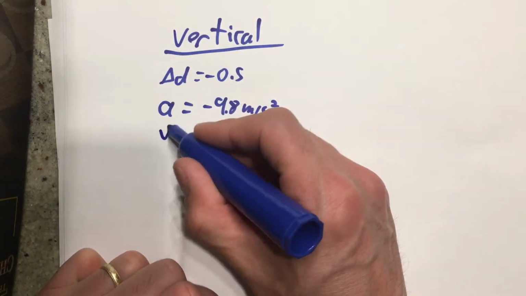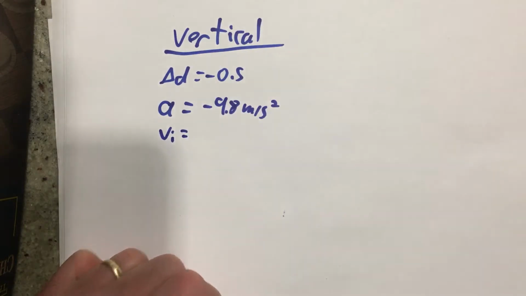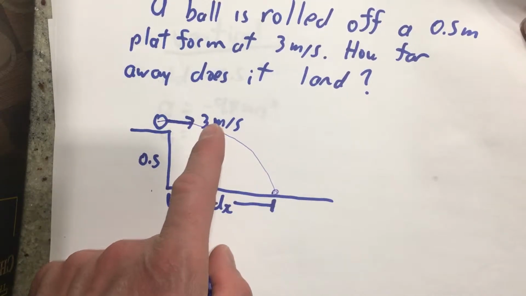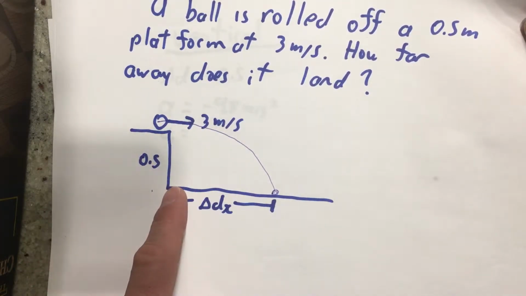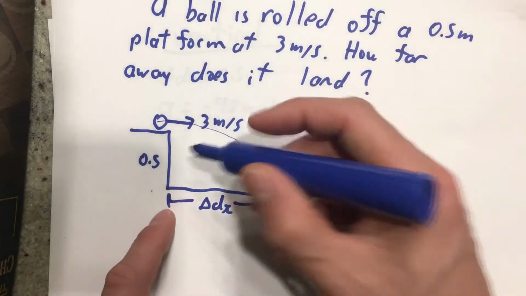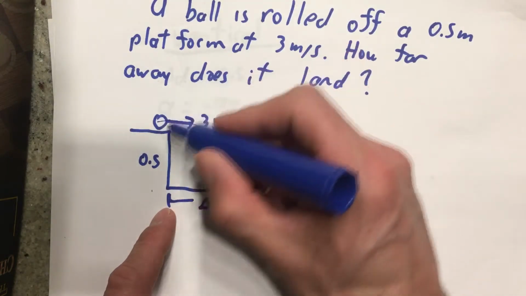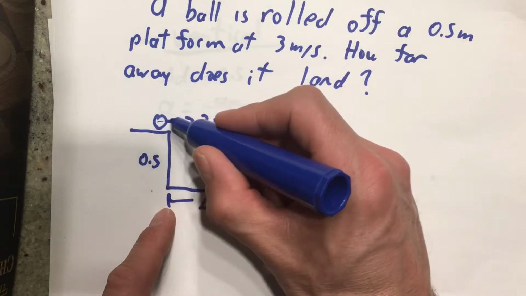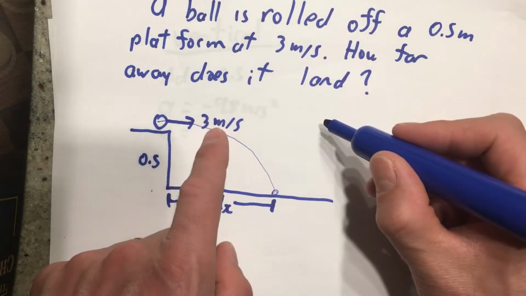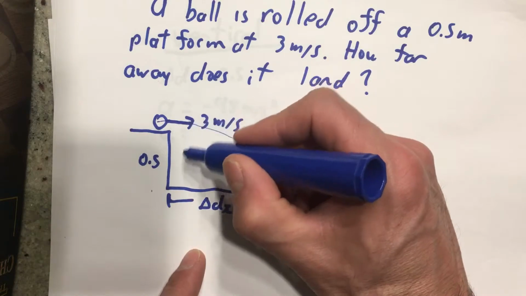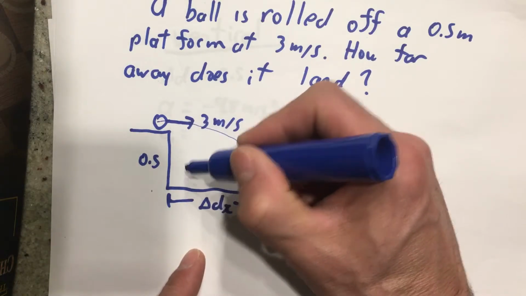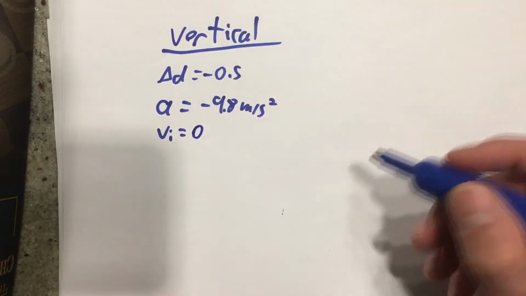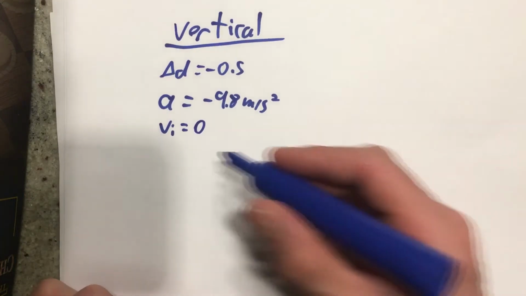And we have an initial velocity. This one's a little surprising to some people. A ball is rolled straight off a platform. Vertically, its initial velocity is 0. If it was rolled forward, not kicked upward or thrown downward, but rolled forward, when it comes off that platform, its initial velocity is all forward. There's nothing up nor down. So the vertical component of its initial velocity is 0. So our initial velocity is 0. That's going to make solving this real easy.